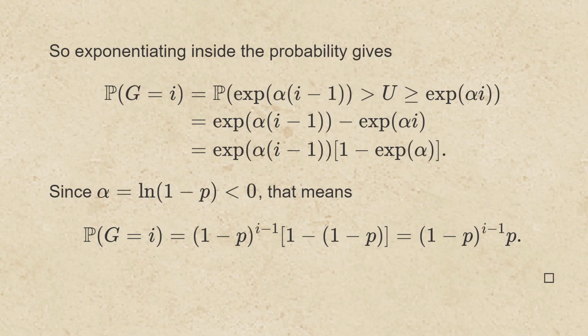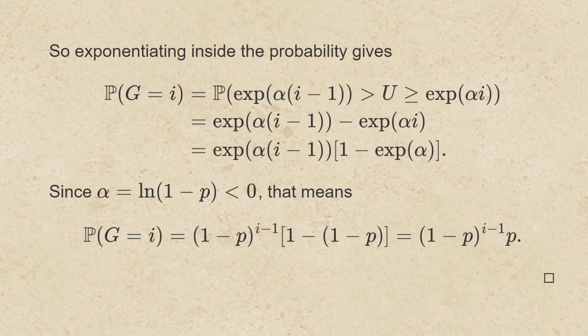The probability that a standard uniform is between two numbers between 0 and 1 is the bigger number minus the smaller number. So this probability equals the exponential function applied to alpha times I minus 1 minus the exponential function applied to alpha I, which in turn, if we factor out the exponential function applied to alpha times I minus 1, leaves a factor of 1 minus the exponential function applied to alpha.